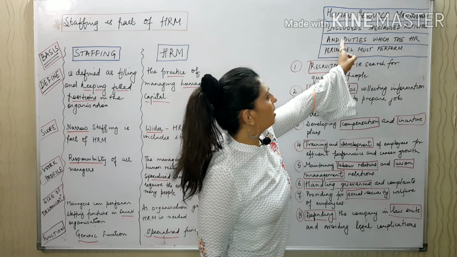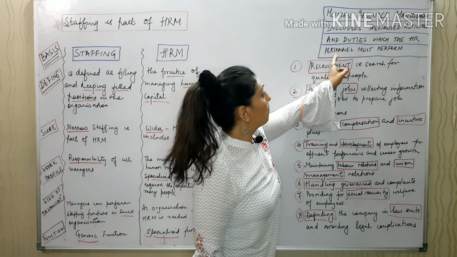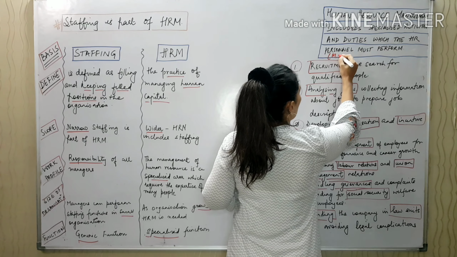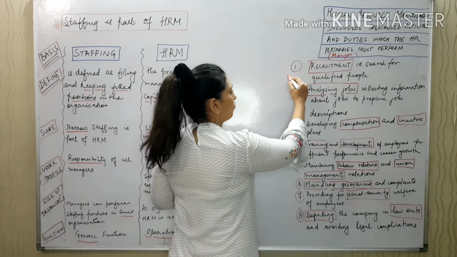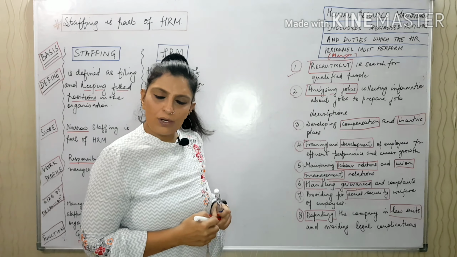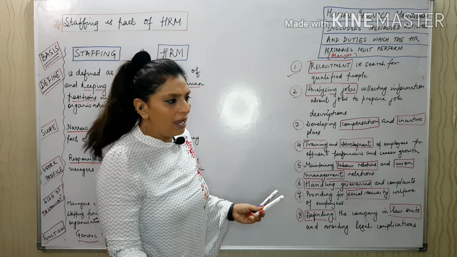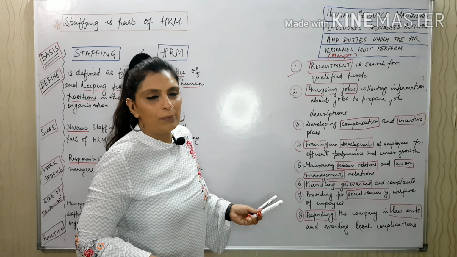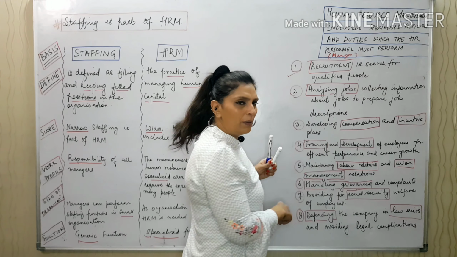Human resource management includes specialized activities and duties which the HR personnel, that is the manager, has to perform. Personnel here means nothing else but the manager. So, first is recruitment. It is done by the human resource manager in a larger organization. In a smaller organization, it is done by any manager and all the managers, whosoever. So, they search for their own people, for their own department, on their own. That is, search for qualified people.